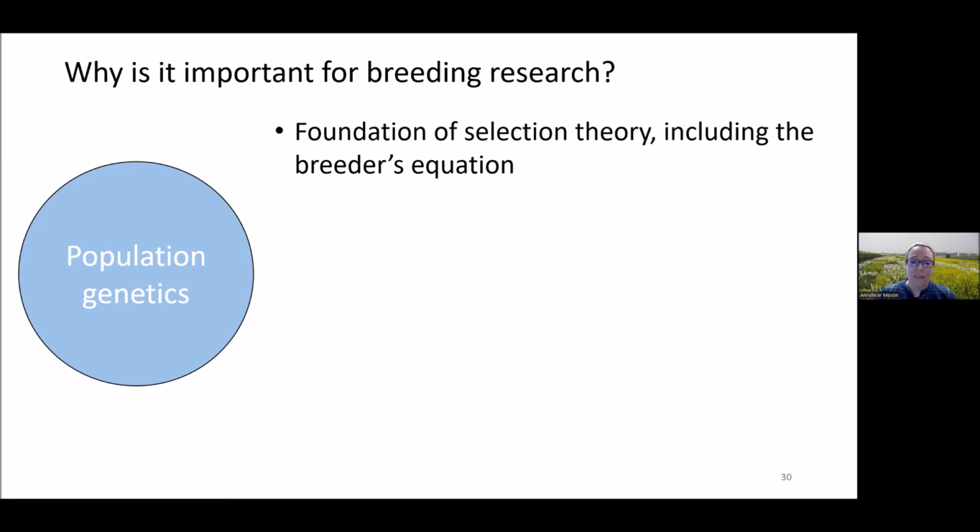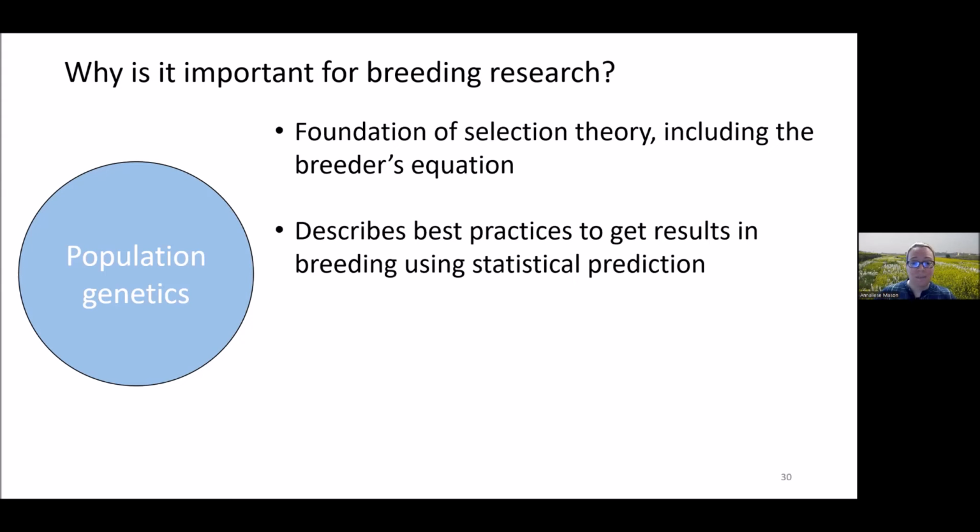It's important for breeding research because it's actually the foundation of selection theory. That includes the breeder's equation, which gives us a rough estimation of how much we can expect to improve a trait from one generation to the next, depending on how heritable the trait is. It also describes best practices to get results in breeding using statistical prediction.